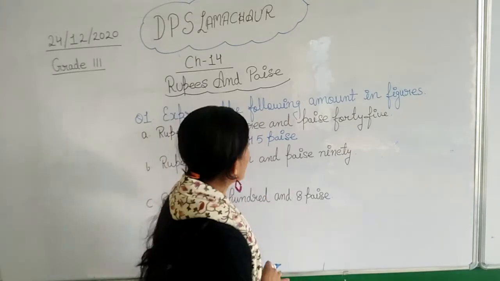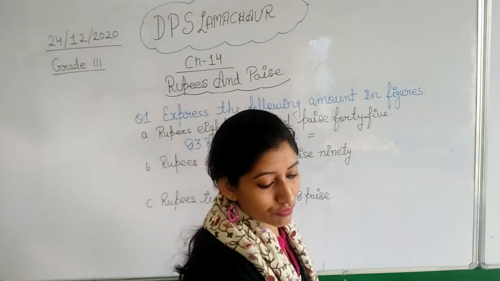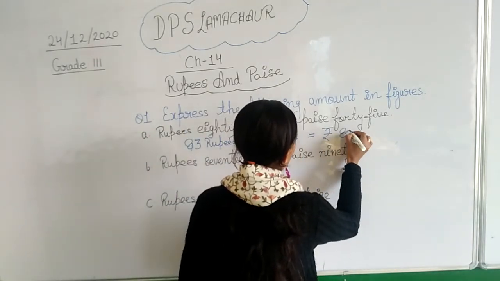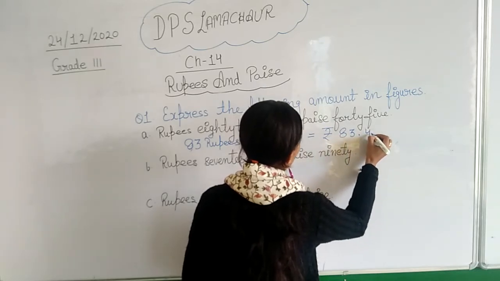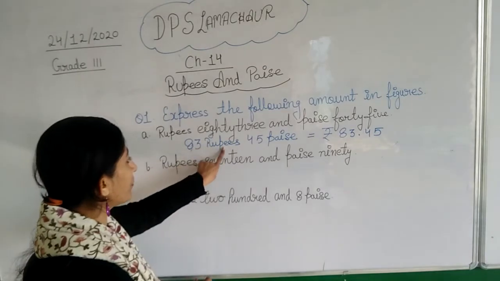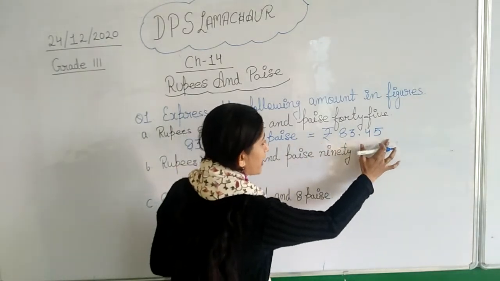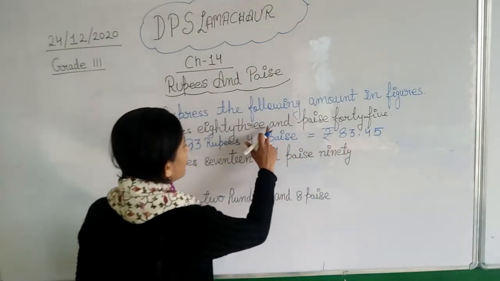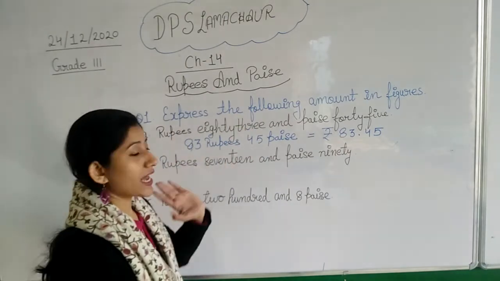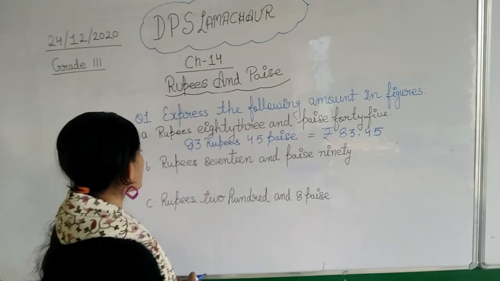Okay, we have one more form of writing this. We can also write it in this form: rupees 83 and 0.45. It is also representing the same thing. 83 rupees 45 paisa, rupees 83 and 45 paisa. These are all the same. Now let's solve the next one.